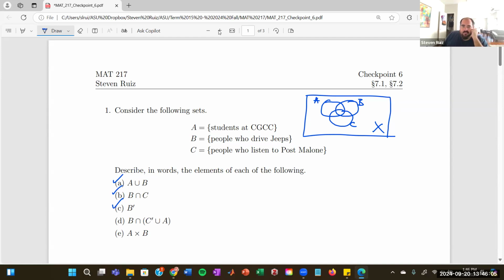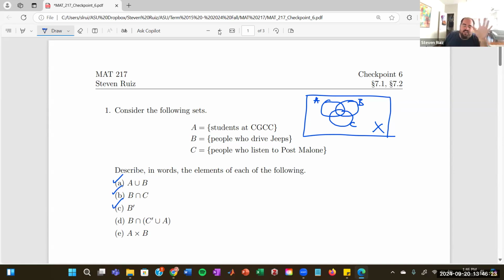Like maybe they don't drive at all. Maybe they're babies. But it's really, as long as they don't drive Jeeps, so most of the world is going to be in B complement.